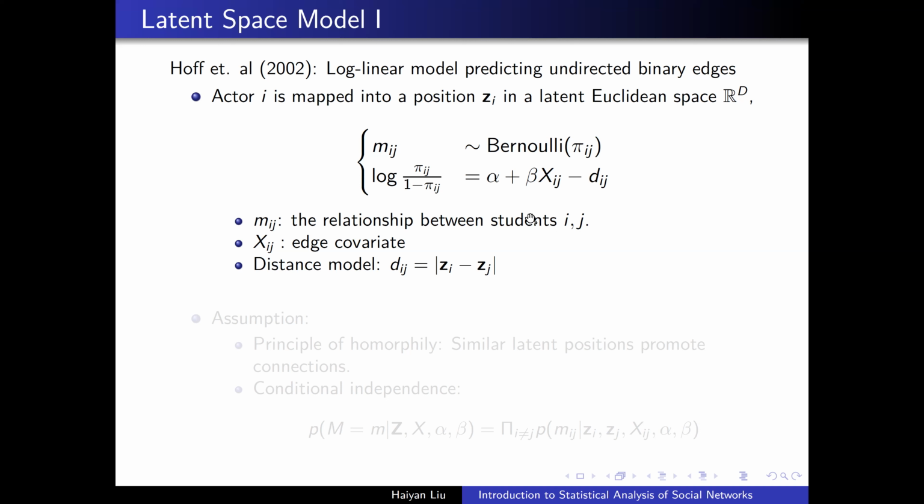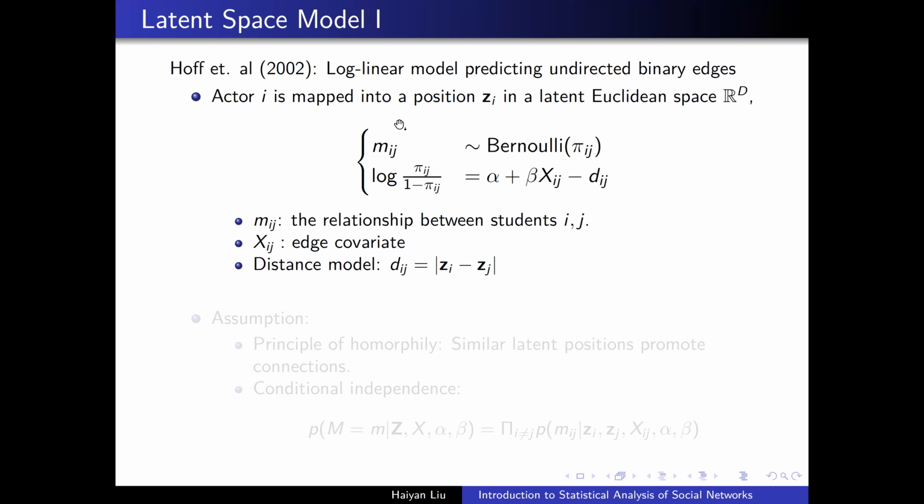Now, the log odds of pi ij is a linear combination of a bunch of edge-level covariates xij. Alpha is the intercept, and beta is the coefficient of the edge covariate. For xij, we could include multiple edge covariates.